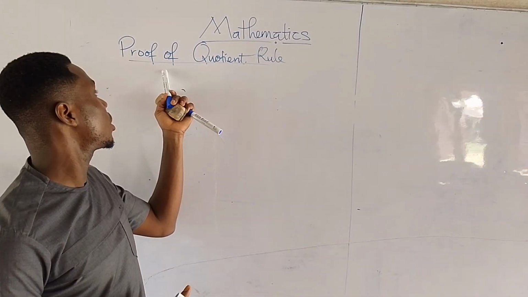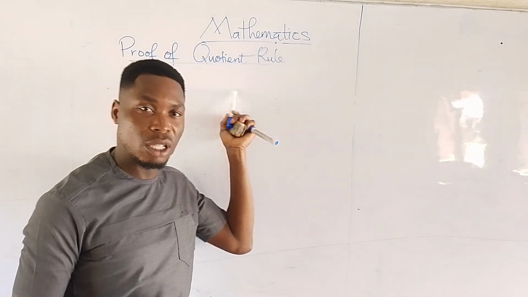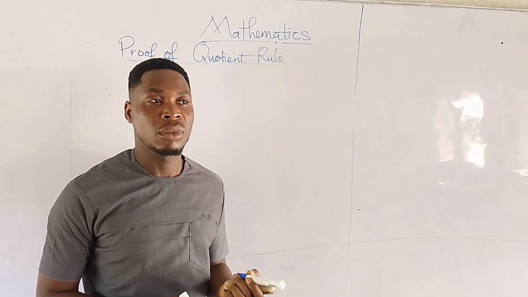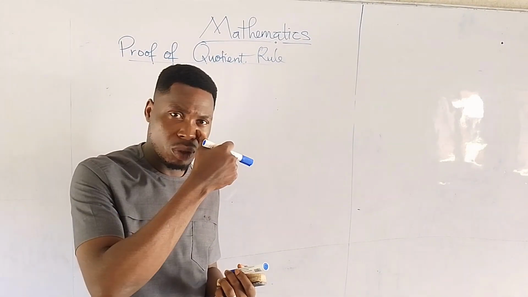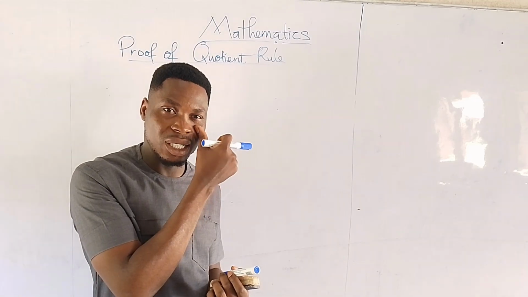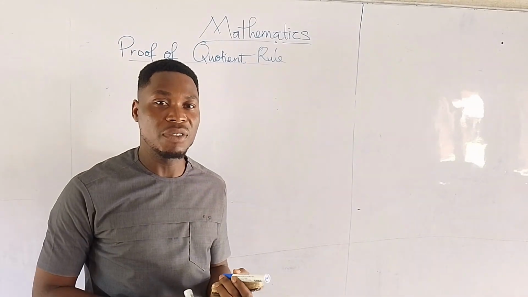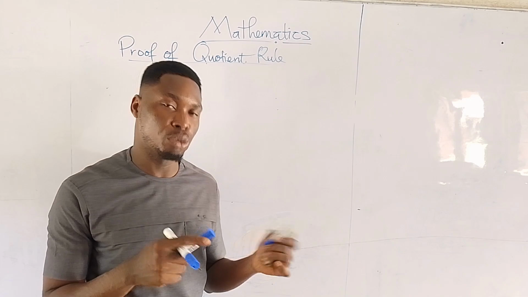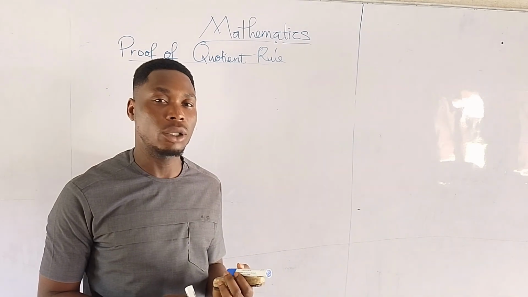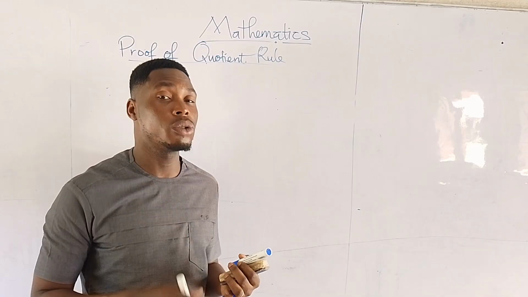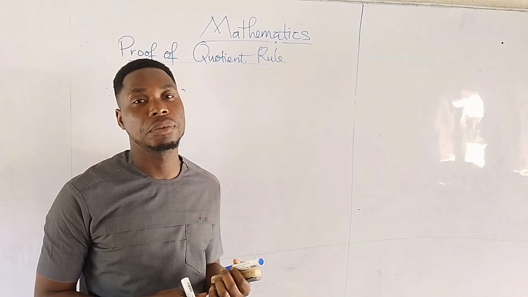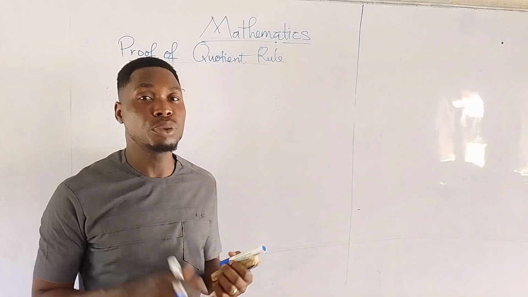Today we want to look at the quotient rule, how the quotient rule came about. I quite remember that I did a video on the quotient rule, and a lot of students are saying that we have to prove the formula so that even if they forget the formula, they will be able to prove it. So I thought it wise that it would be good to prove the formula. So let's dive in and prove the formula.